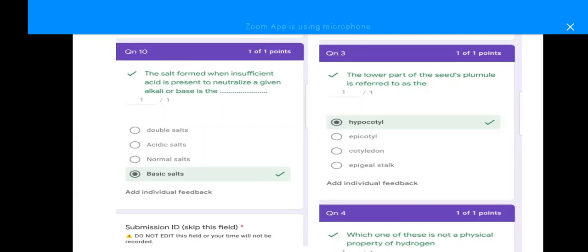Okay, then you are asked: the lower part of the seed's plumule is referred to as, then the correct answer is hypocotyl. Hypocotyl. The epicotyl is the upper part of the plumule. The cotyledon is the seed leaf, the leaves of a seed. Then epigeal stalk, so you can have it as the stalk of the epigeal. The handle, let me put it that way.